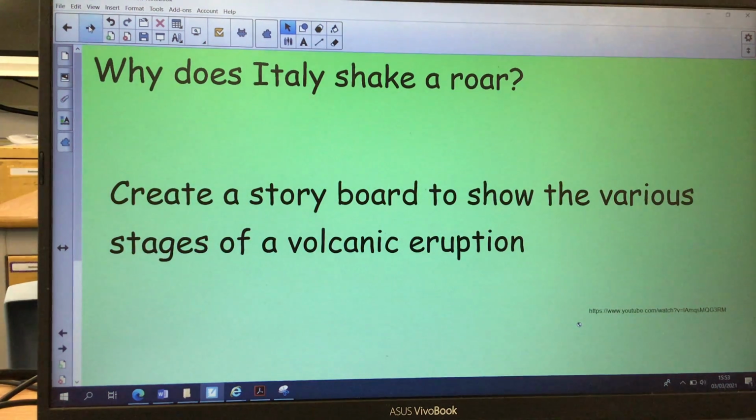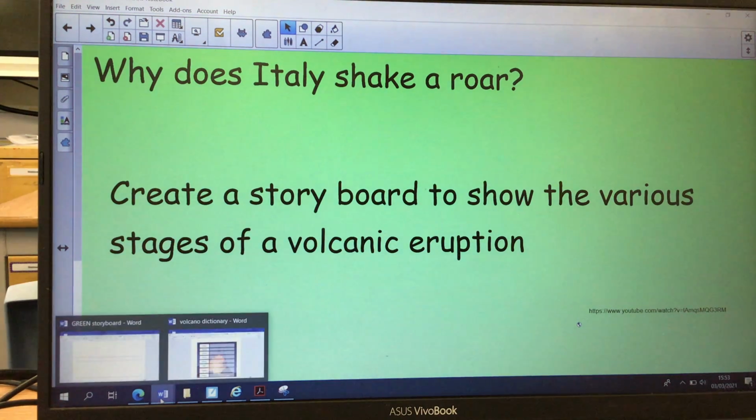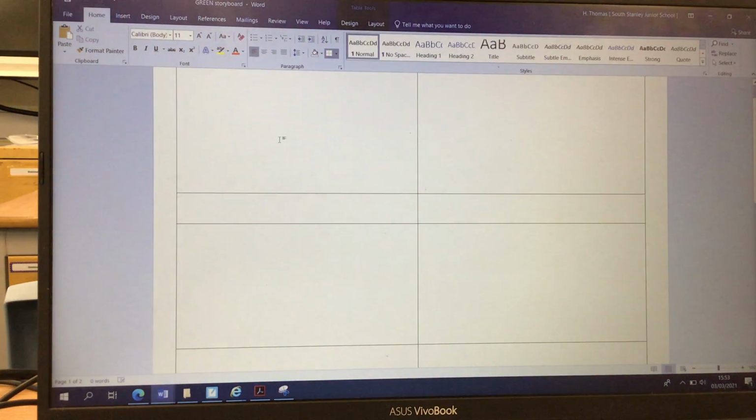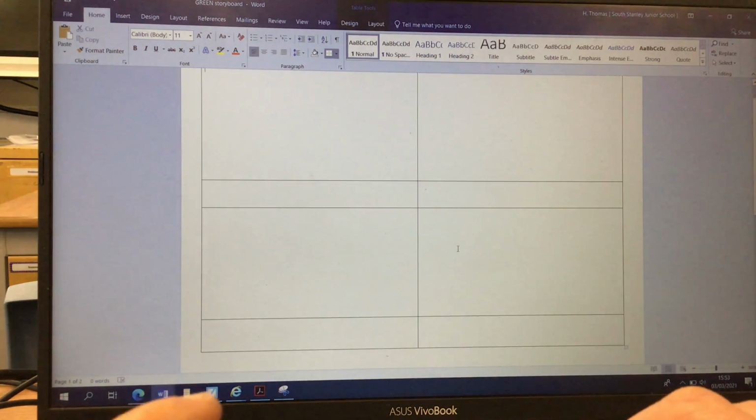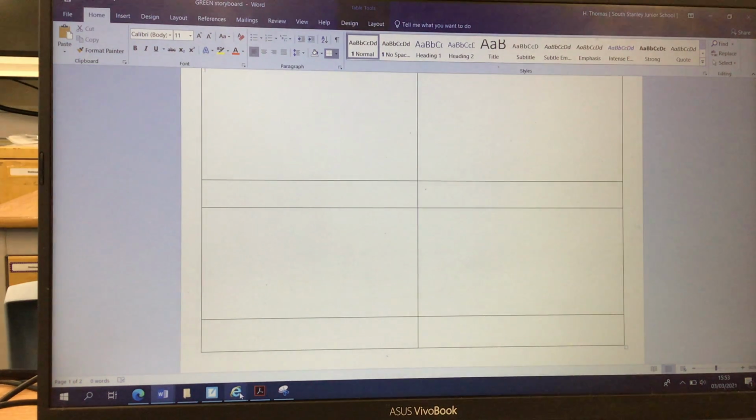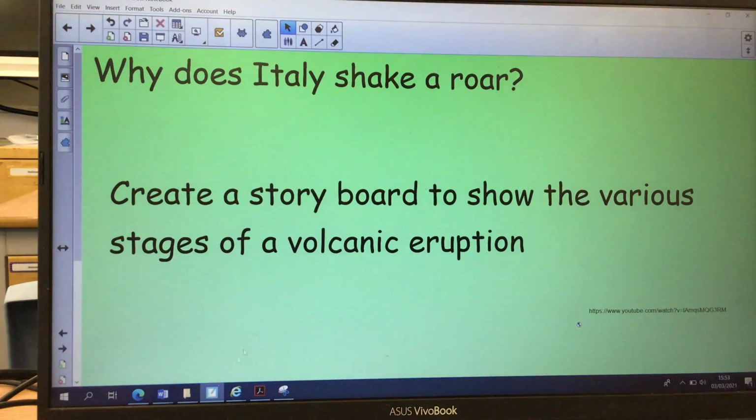So this is what I would like you to do. I would like you to create a storyboard to show the various stages of a volcanic eruption. Your storyboard is also saved on Teams, but it'll look a little bit like this. On your storyboard, you can draw a picture and then write a little explanation as to what's happening in each of the pictures. So think about what happens, four different aspects of it, before the volcano erupts. All the information that you need is on that video that I've asked you to watch.